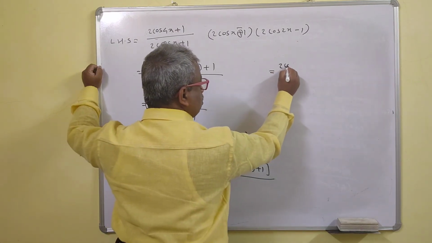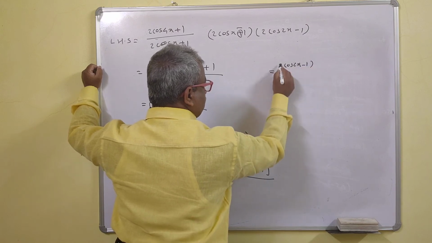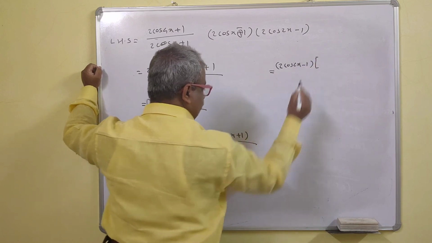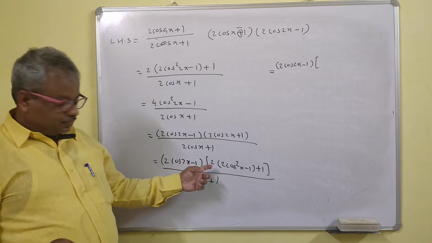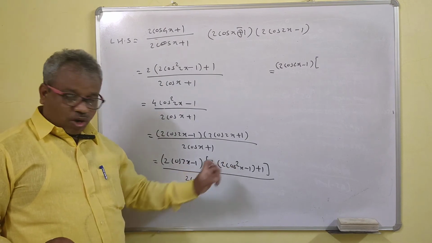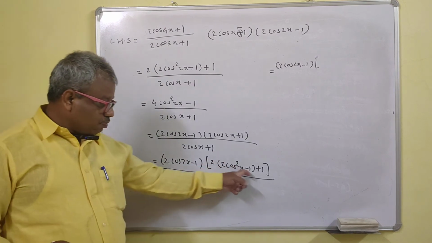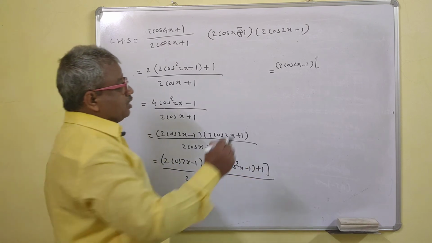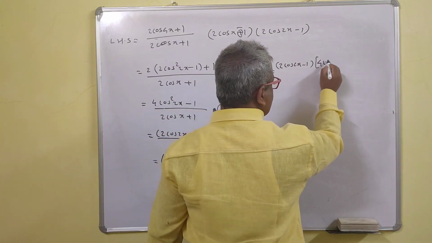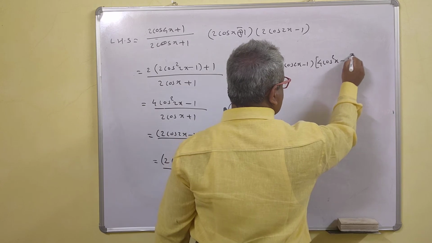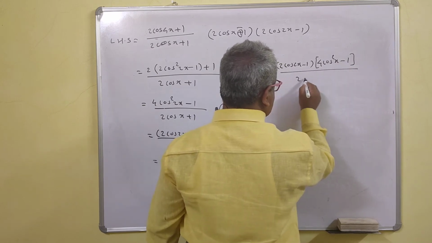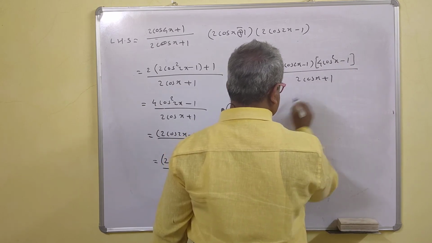2 cos twice x minus 1 into... I'll simplify this. What is this then? This is 4 cos square x. This is what? Minus 2 plus 1. That means this is what? 4 cos square x minus 1 upon 2 cos x plus 1.